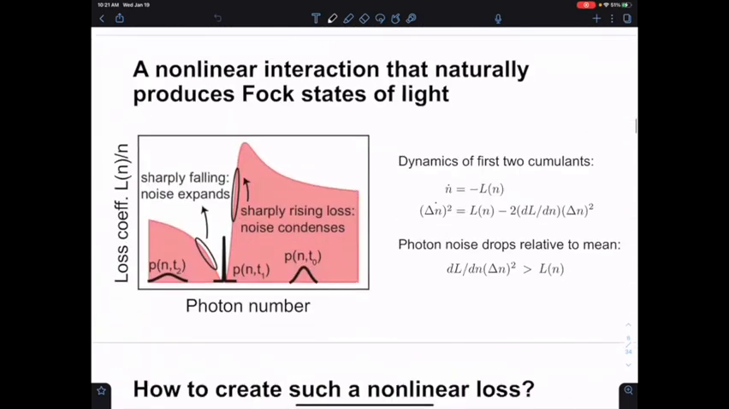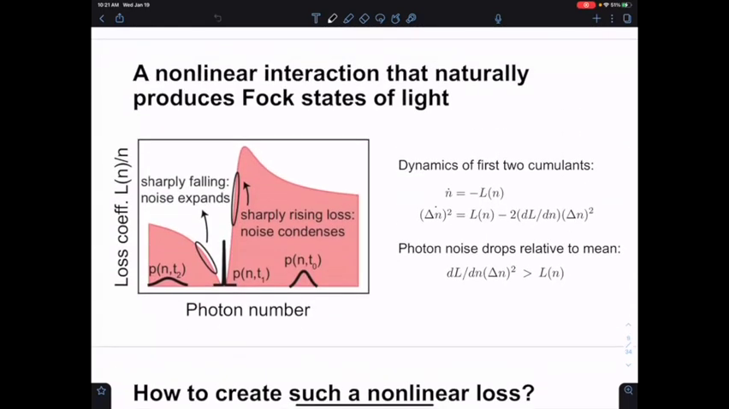And so pictorially, it's shown here. In this plot, I'm showing the loss coefficient, which is L of n divided by n. That's basically the temporal decay coefficient for light in the cavity. And I'm plotting it as a function of the photon number. Now, let's ignore this crazy shape for a second. Let me just tell you what's normal. If you have so-called linear loss, where the loss is independent of intensity, as in many of the cases that we consider in most problems, then this plot would just be a horizontal line. So that's the linear loss case.